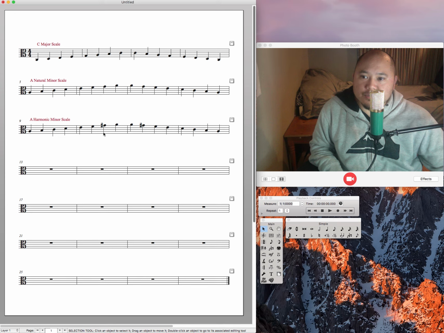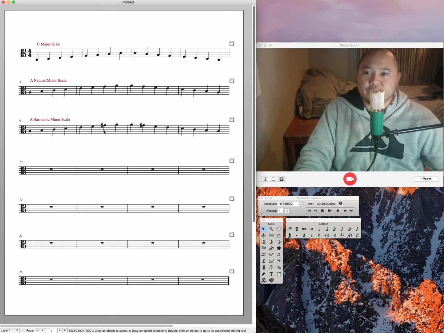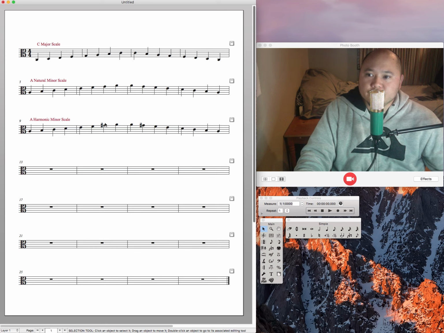That's the huge difference there, and that's what makes this scale kind of stand out from all the other minor scales, is that augmented second, minor third interval right here. So again, the difference here between harmonic minor and natural minor is that the 7th is raised.